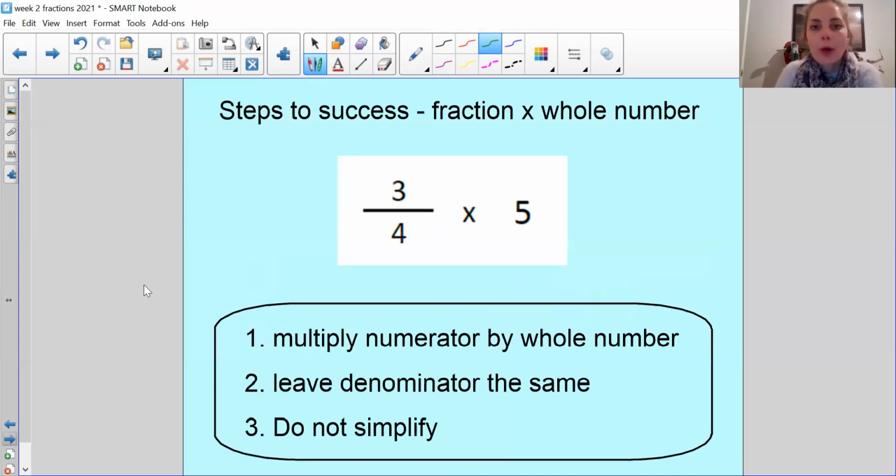Right. So if we have a look at our steps to success now, we're going to, first of all, multiply the numerator by the whole number. So if I just circle that, hopefully you can see that, I'm going to say it's going to be 15.